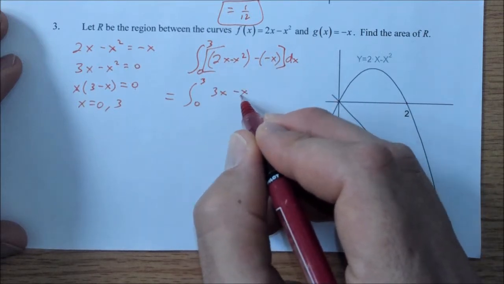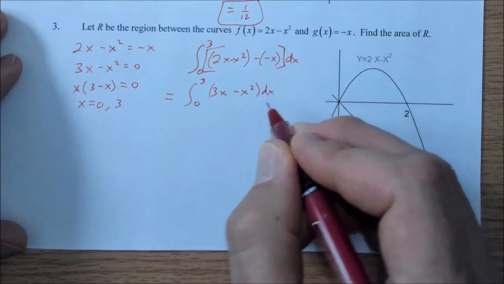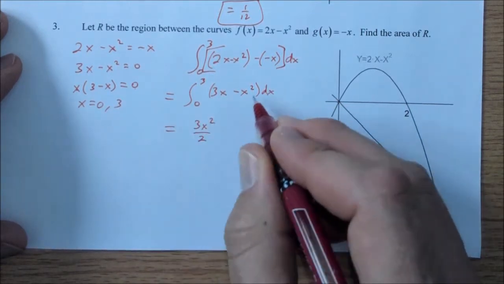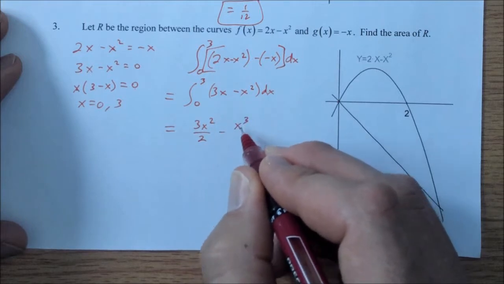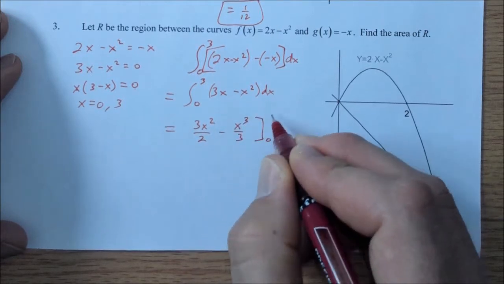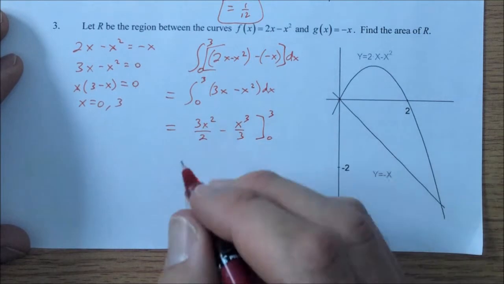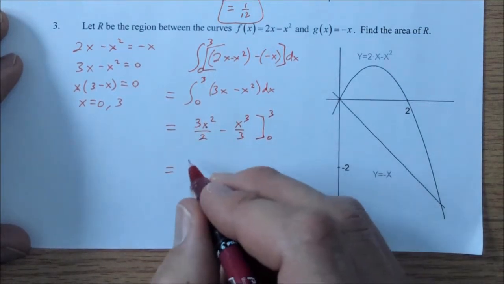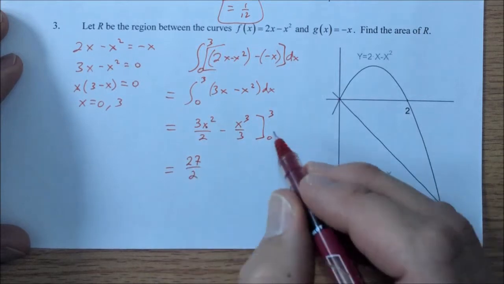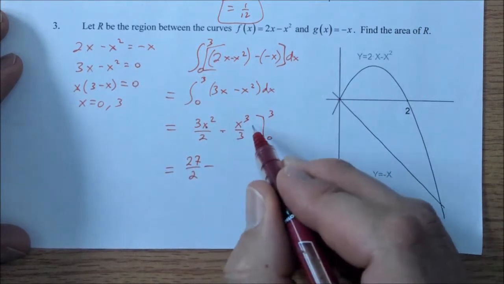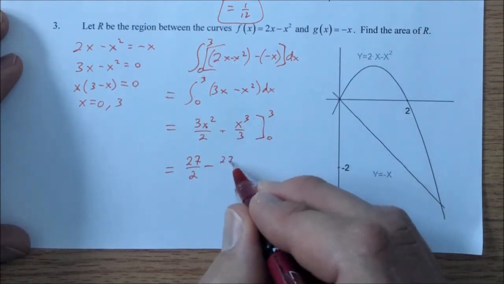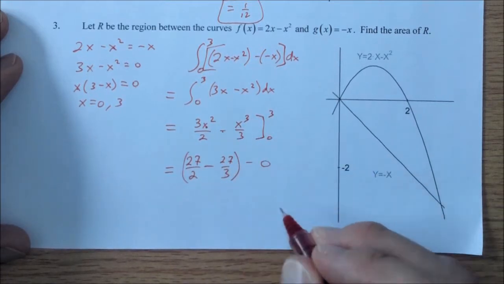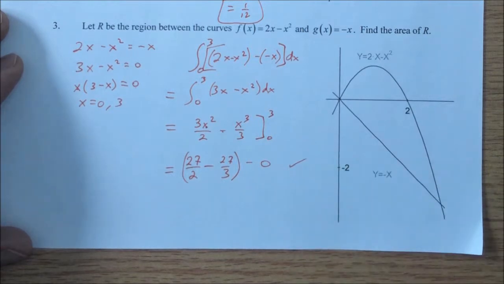We have 3x minus x squared. All right, and 3x's antiderivative will be 3x squared over 2. x squared's antiderivative will be x cubed over 3. That's being evaluated from 0 to 3. We plug in 3 first. We have 3 times 3 squared, or 27 over 2, minus 3 cubed, which is 27 over 3. If we plug in 0, we get 0. We love that 0. So again, we're done right there.